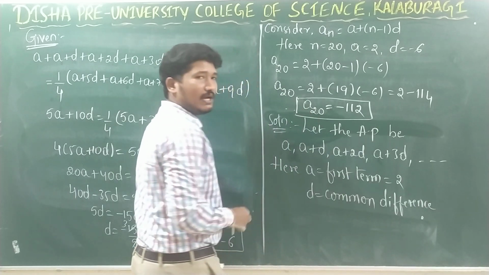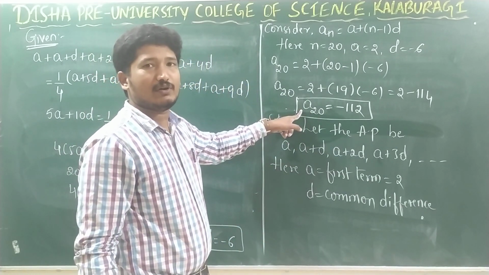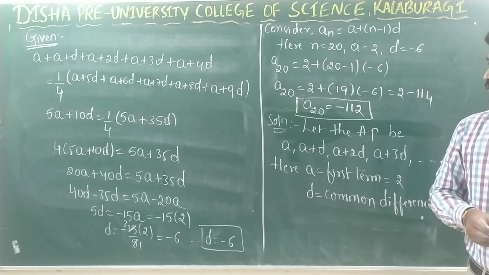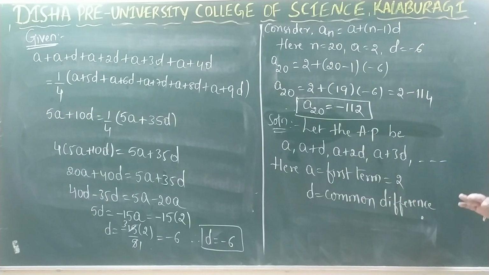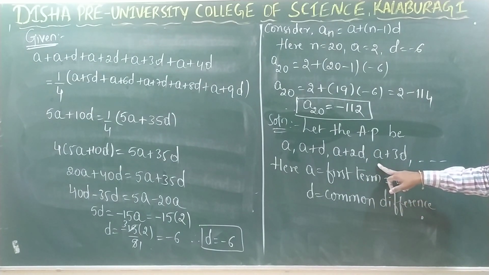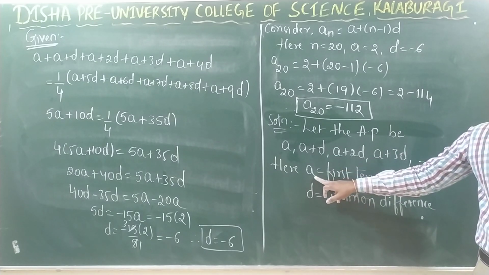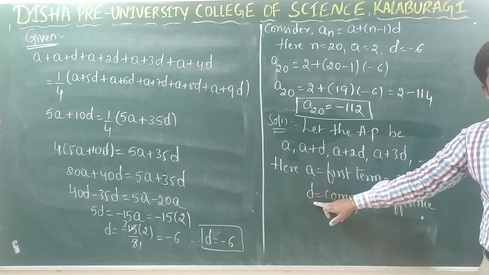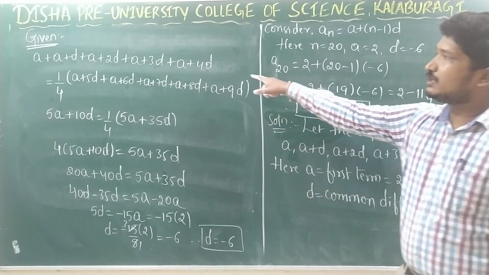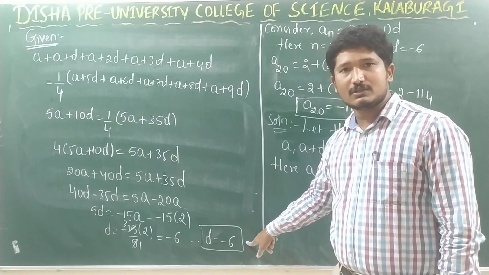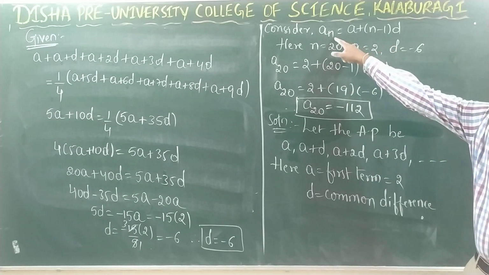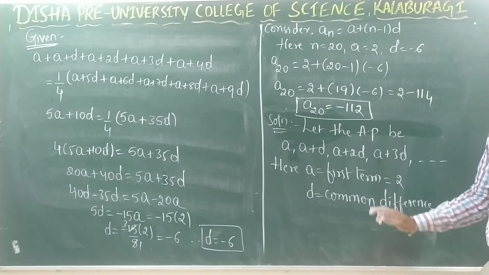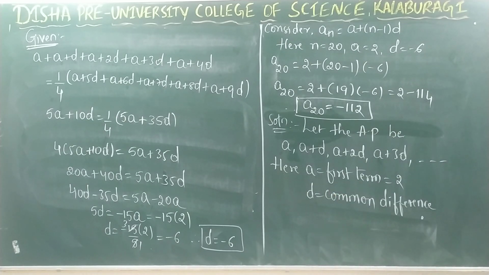So we have proved that the 20th term of the given arithmetic progression is what? Minus 112. So this is how you solve this problem. So what we have done, we have considered the arithmetic progression. We are given the first term. So we have to show that a20 is minus 112. In order to show that, we need the value of common difference. So using the given condition, we have calculated the common difference, and we have substituted all the values in an, and we have proved that a20 is equal to minus 112. So this is clear? Let us move on to the next one.